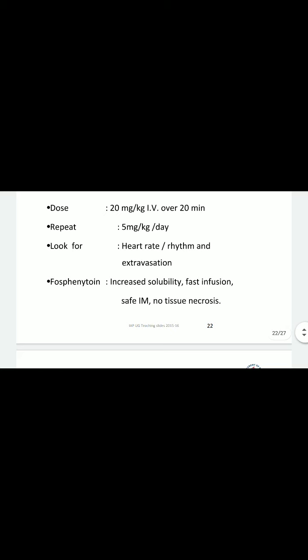If there is extravasation, sclerosing of the vein happens. Necrosis can occur, and the sclerosing of the vein also can happen. If you can get fosphenytoin, that is preferable. It has increased solubility, fast infusion, and it can be given safely IM, with no tissue necrosis.